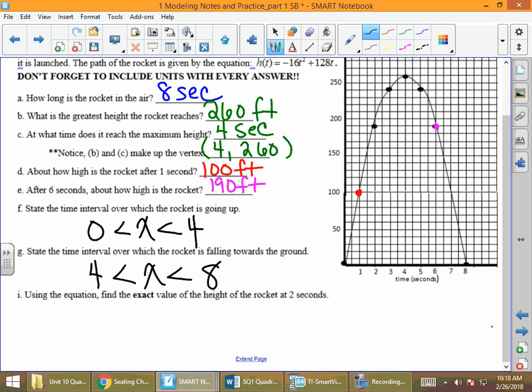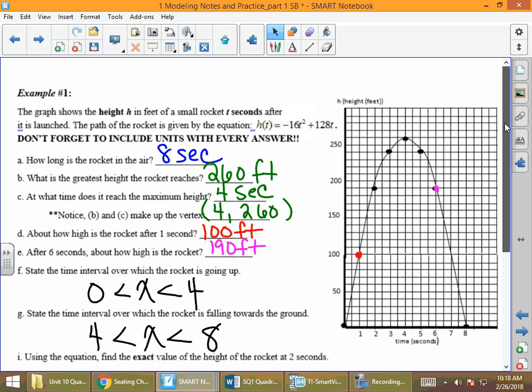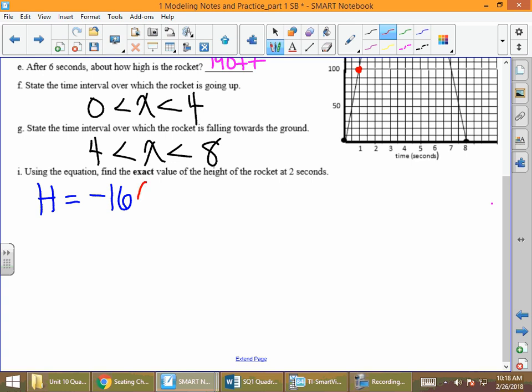Finally, it says using the equation, find the exact value of the height of the rocket at 2 seconds. So we've got a good estimate here, but we can find the exact value. And for those of you who have the graphing calculator, you might want to use the store button. But this is height equals, and our equation is -16, and what we're going to do is put 2 in for the time. And then it's plus 128 times 2.